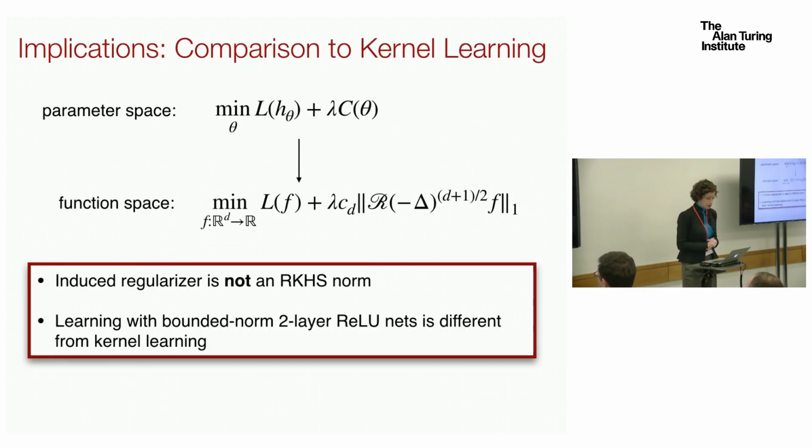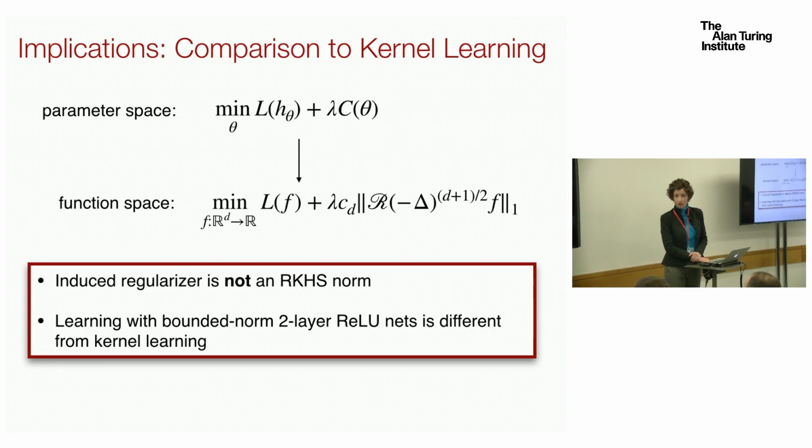One implication of this is that we are doing something that is different than regularizing according to a reproducing kernel Hilbert space norm. In particular, the regularization term that we've derived is a norm, but it is not an RKHS norm. And so if we are going to do learning with a bounded norm, two-layer ReLU network, then we are doing something that is different than kernel learning. Even in this infinite limit, we are not using a kernel.